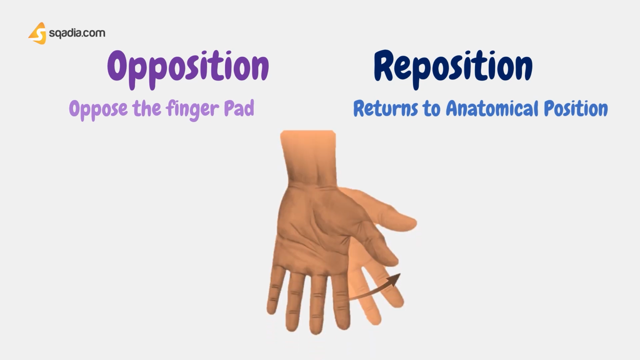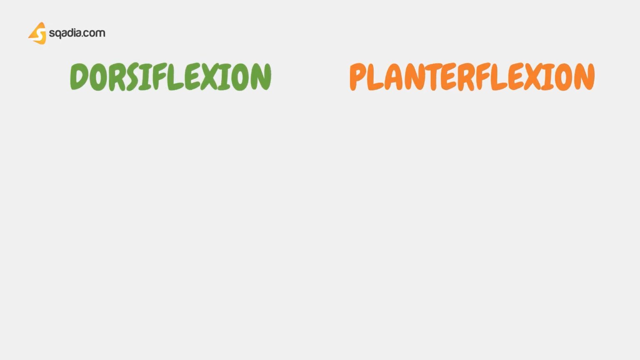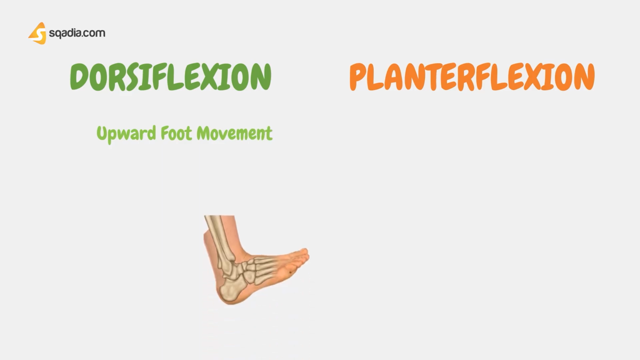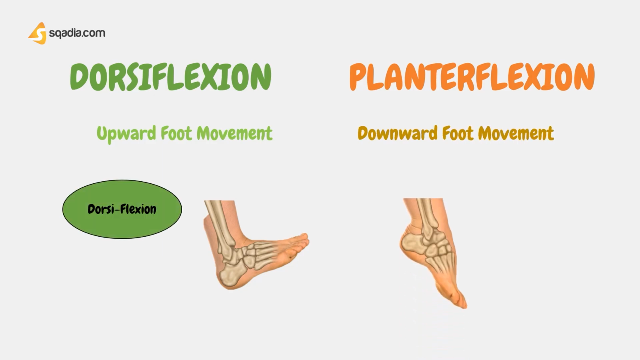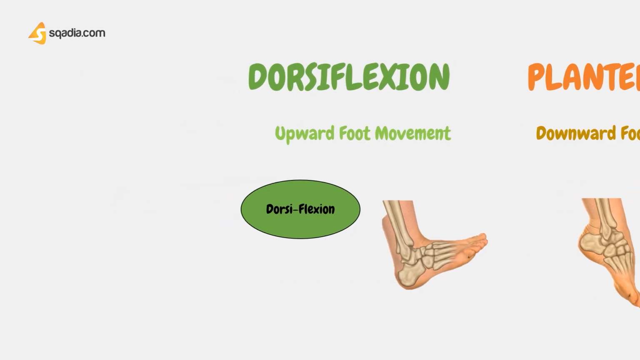The terms specified for movement of the foot are dorsiflexion and plantar flexion. Dorsiflexion is the movement in which the foot moves upward and the angle between the leg and foot decreases, as we can see here. Plantar flexion is the movement in which the foot moves downward and the plantar or sole is flexed. The angle between the leg and foot increases, as we can see here.